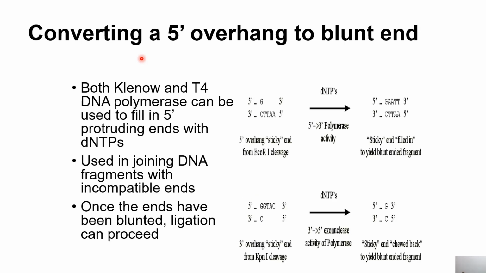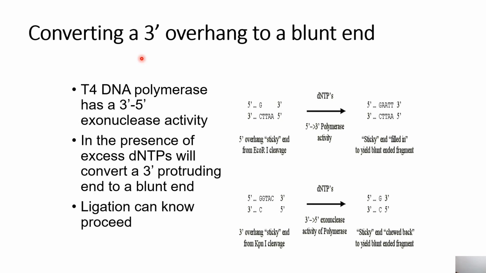And we can actually convert a 5' overhang to a blunt end. So both Klenow and T4 DNA polymerase can be used to fill in 5' protruding ends with dNTPs. It is used in joining DNA fragments with incompatible ends. So once the ends have been blunted, ligation can proceed. You can convert a 3' overhang as well to a blunt end. T4 DNA polymerase has a 3' to 5' exonuclease activity. In the presence of excess dNTPs, it will convert a 3' protruding end to a blunt end, and ligation can then proceed.